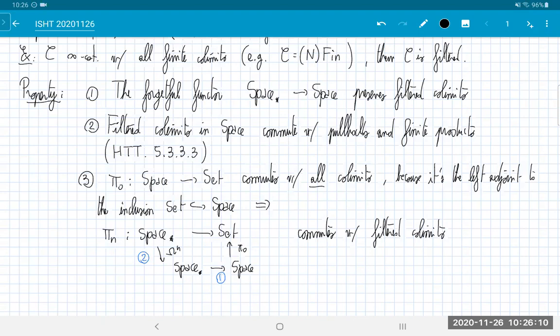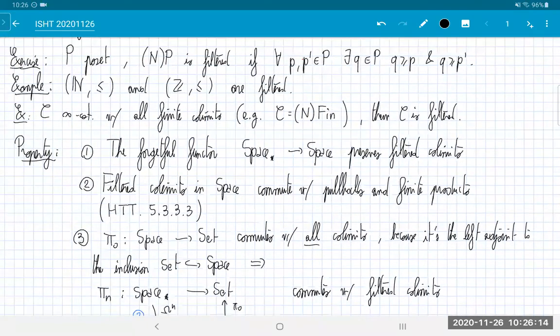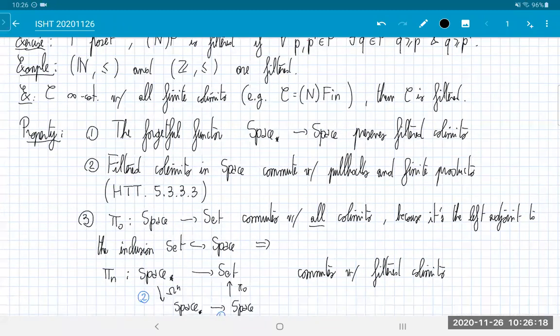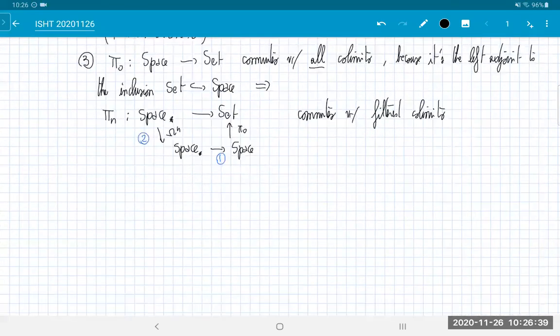And again, if you need an example of filter colimit, we will use mostly this poset here. Okay, are there questions about this? Excuse me, are colimits in pointed spaces then kind of like built like in the topological setting?